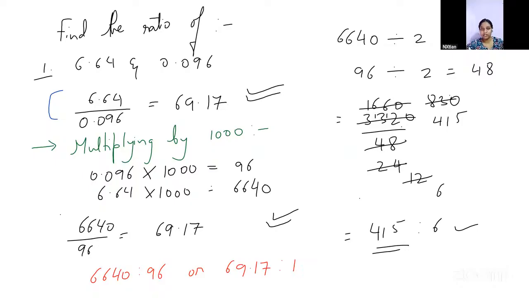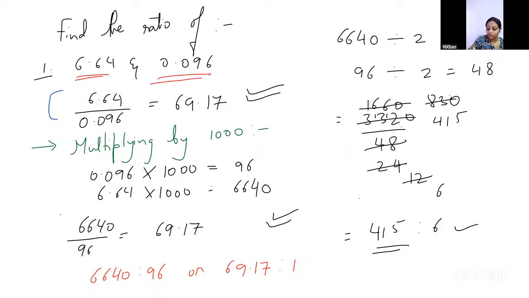415 is to 6 is your ratio. Alright. Understood. See, I'll explain it once again. We have to find out the ratio of 6.64 and 0.096, which are both in decimals.